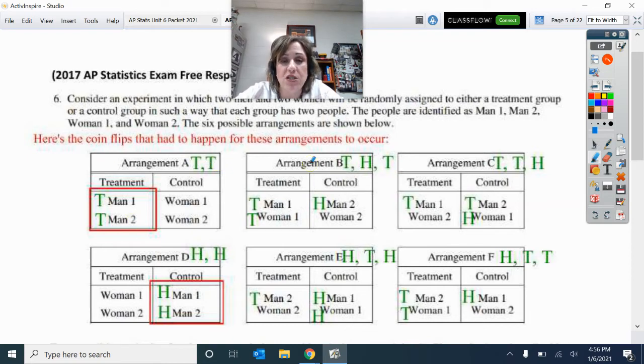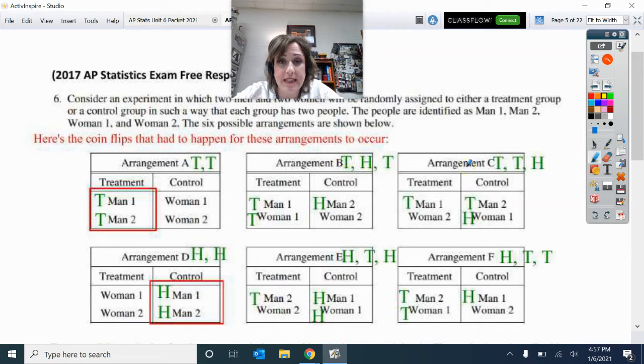All right, let's look at arrangement number 2, or arrangement B. Man 1 was in the treatment group. That means I flipped the coin and he got tails, so he went to the treatment. Then I flipped the coin again, and man number 2 got heads because he was put into the control group. Then I flipped the coin for woman number 1, and she got tails, so she went into the treatment group, which puts the other woman in the control automatically. So the order was 3 coin flips: tails, then heads, then tails.